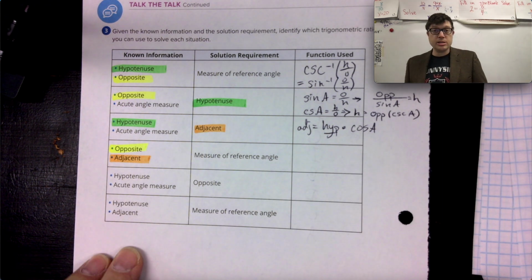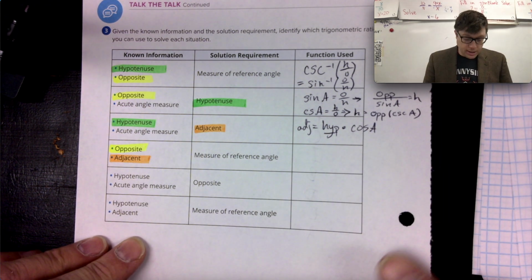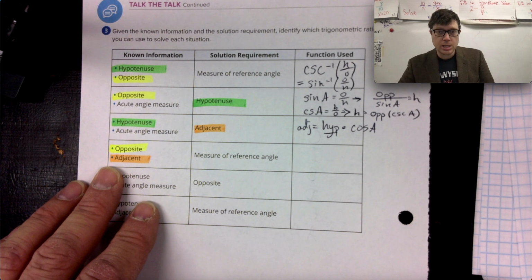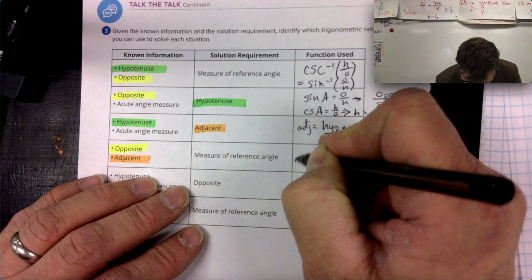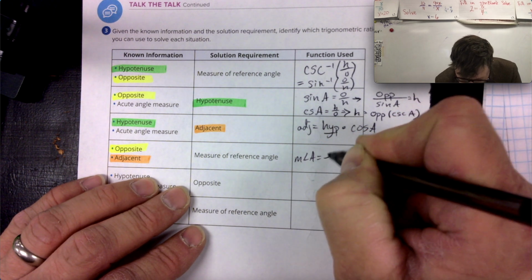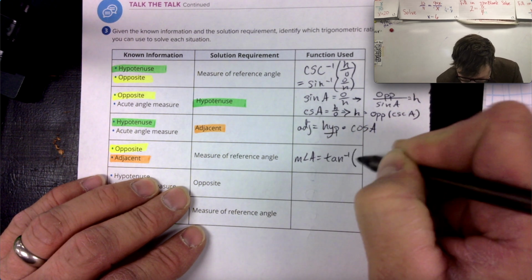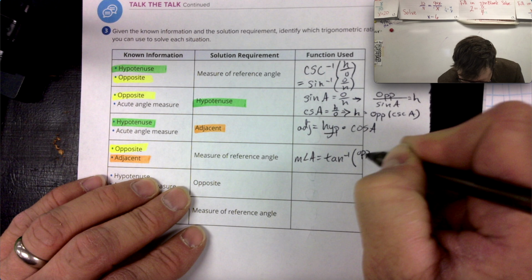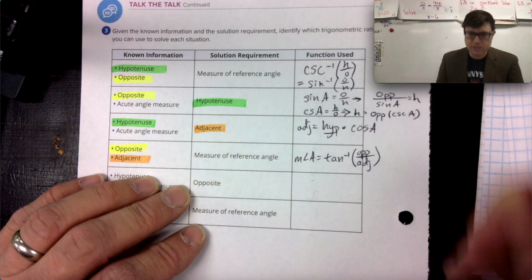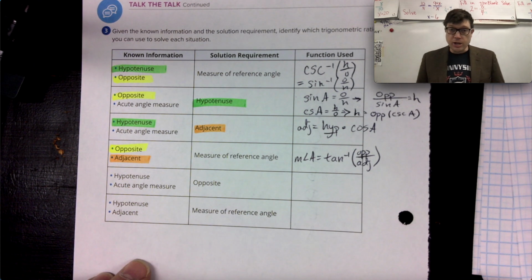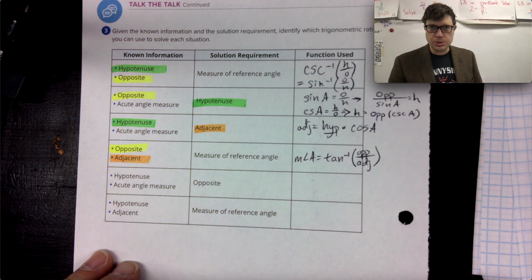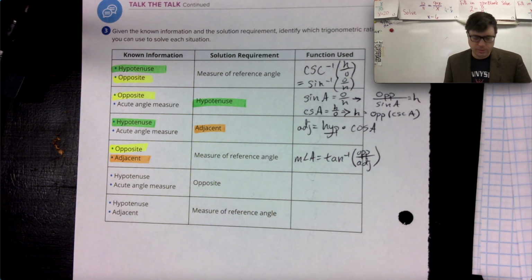The mnemonic for this one is SOHCAHTOA, so TOA is tangent, but we don't know the measure of the reference angle. So the measure of the angle is going to be inverse tangent of the opposite over the adjacent. If you don't know the angle, use inverse. If you know the angle, then just use the sine ratio or the tangent ratio or the cosine ratio.